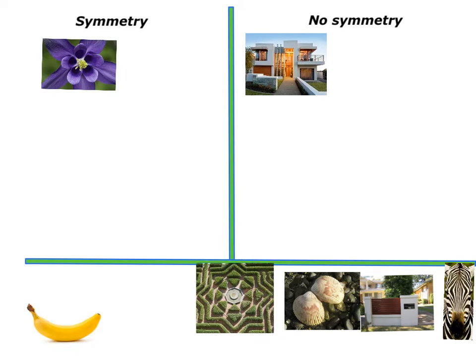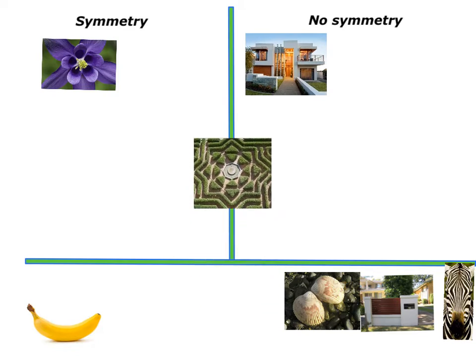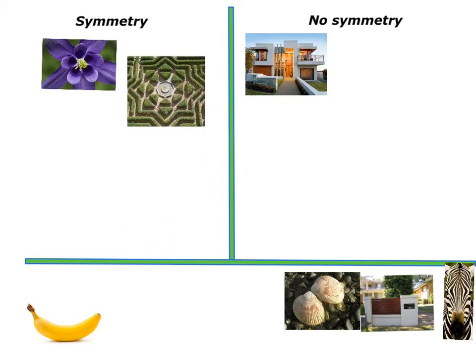Now let's take a close look at this garden. Again, I can see that this side of the garden is the same as this side, and the bottom half of the garden is the same as the top half of the garden. So that means it does have symmetry.